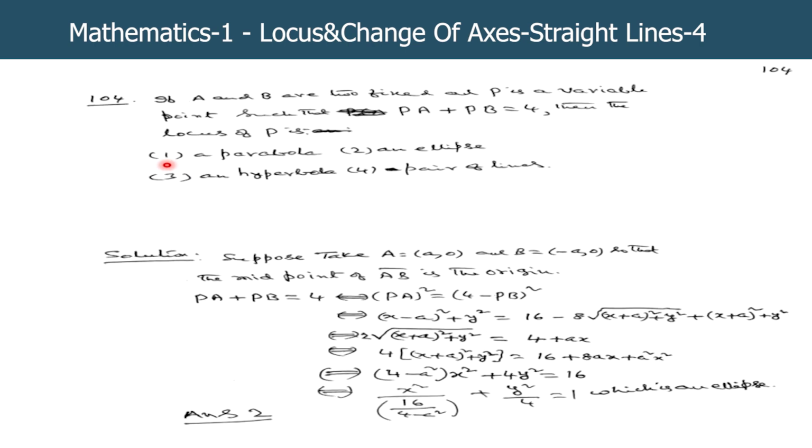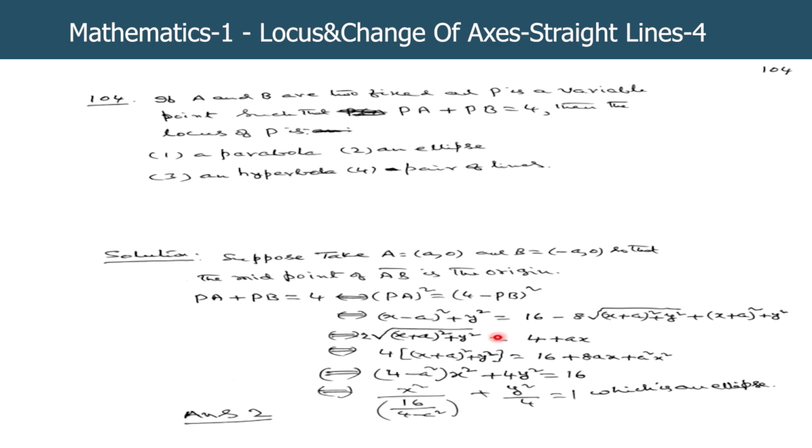If A and B are two fixed points and P is a variable point such that PA plus PB is equal to 4, then the locus of P is: 1, a parabola; 2, an ellipse; 3, a hyperbola; 4, a pair of lines. Suppose we take A is equal to (a, 0), B is equal to (minus a, 0), so that the midpoint of AB is the origin. So PA plus PB is equal to 4 means PA square is equal to (4 minus PB) whole square. (x minus a) whole square plus y square is equal to 16 minus 8 into square root of (x plus a) whole square plus y square, plus (x plus a) whole square plus y square.